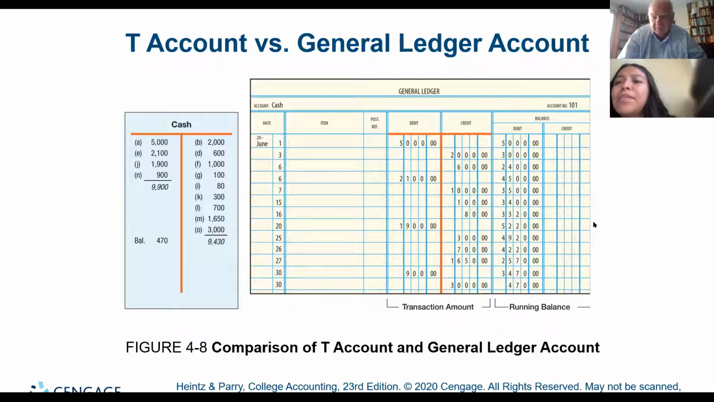Okay. So the general ledger, pretty comfortable with the general ledger and what it is, Crystal? I think you are. Yeah.